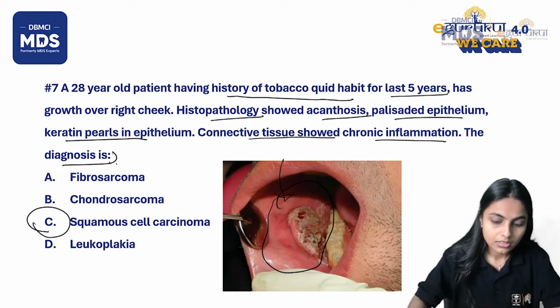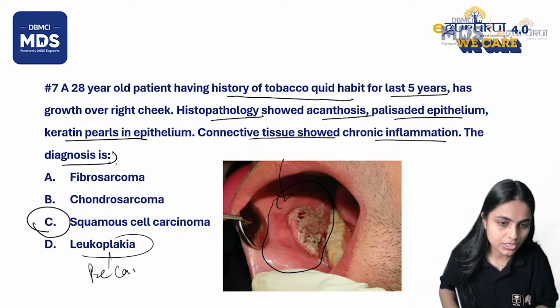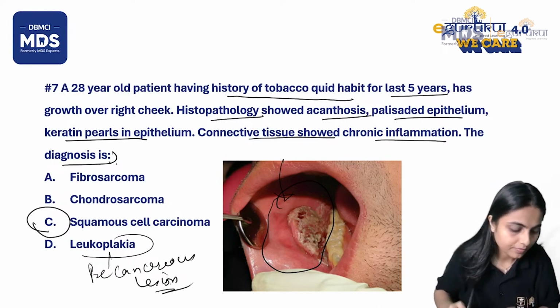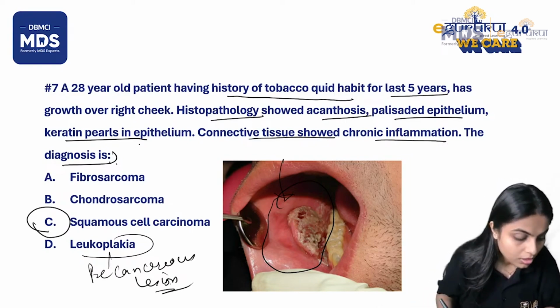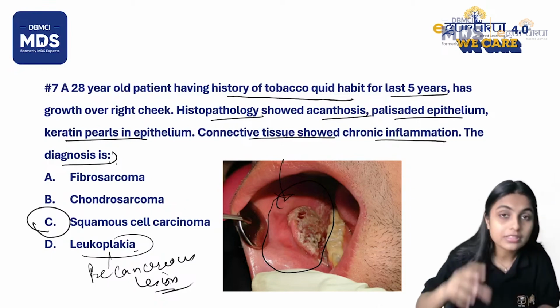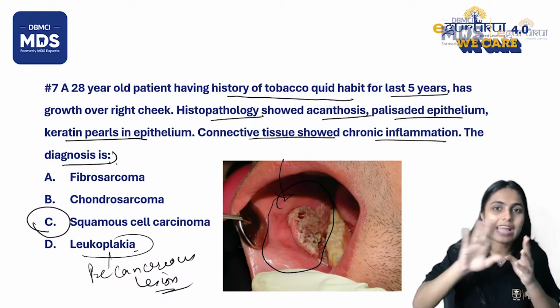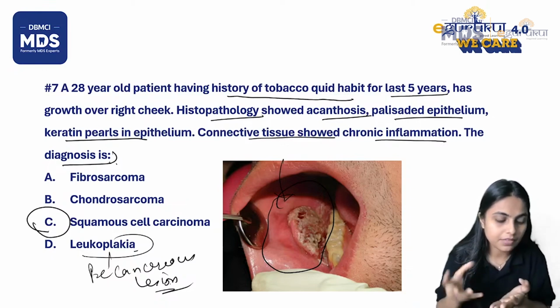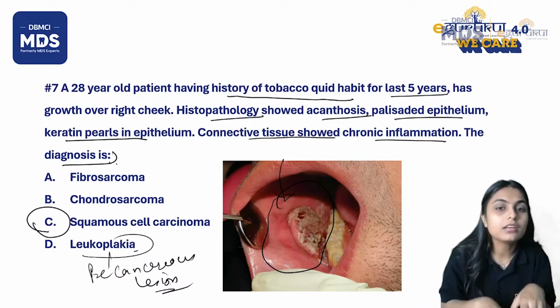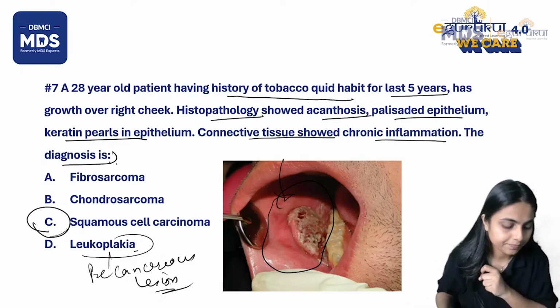And leukoplakia, we all know, is a precancerous lesion, right? Option D is leukoplakia, but it is not this case. Leukoplakia will have a white patch or plaque with a cracked mud appearance. If they had given homogeneous, then the answer would have been leukoplakia. But here the answer is option C.